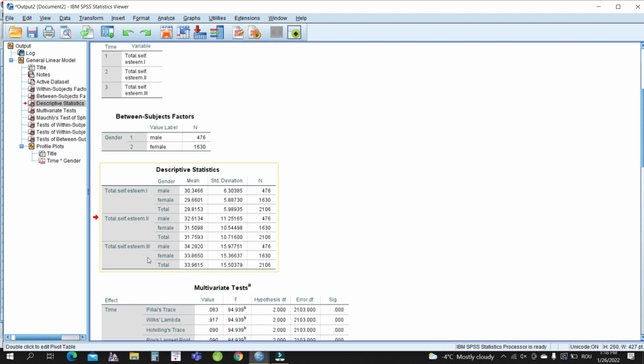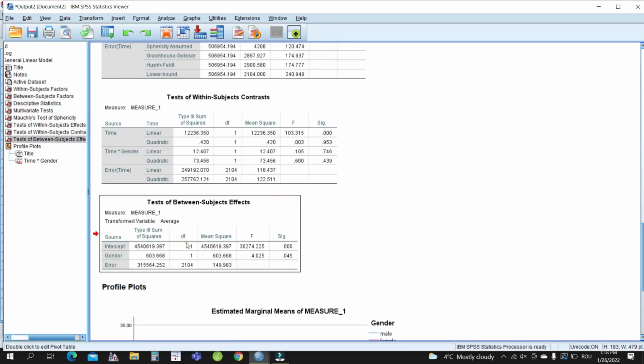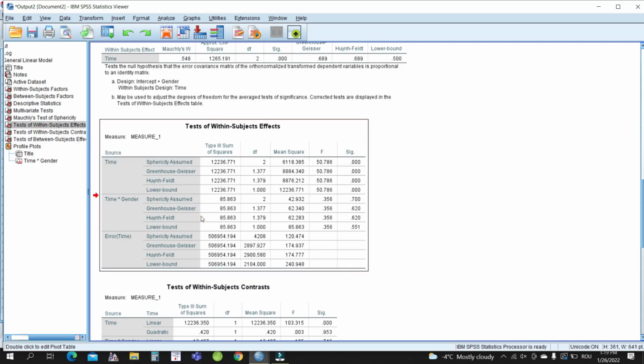And for this, let's begin with the last table, called Tests of Between Subjects Effects. As you can see, the F value corresponding to the independent effect of gender has a significance level lower than 0.05, which means that the effect of gender is statistically significant. In other words, irrespective of the semester in which self-esteem was measured, boys tend to have a higher self-esteem than girls. Now, let's inspect the effect of time. And for this, let's inspect the table called Tests of Within Subjects Effects.